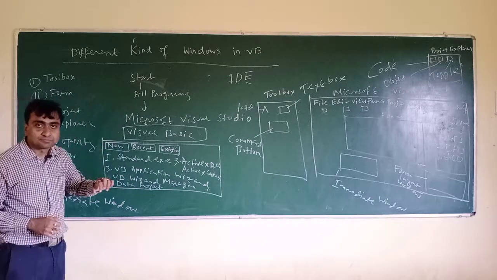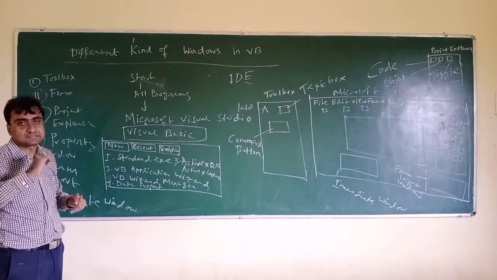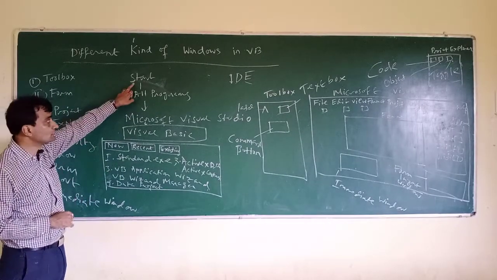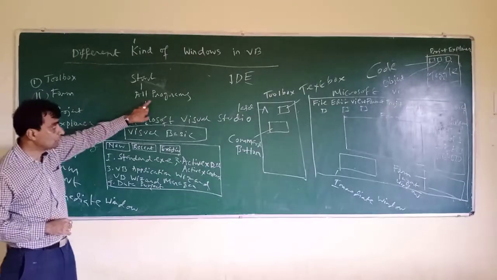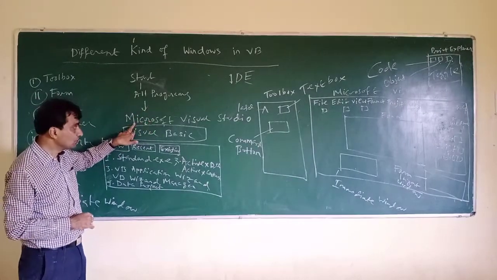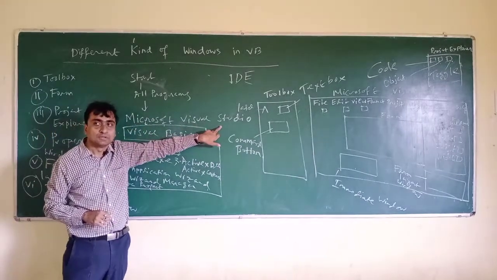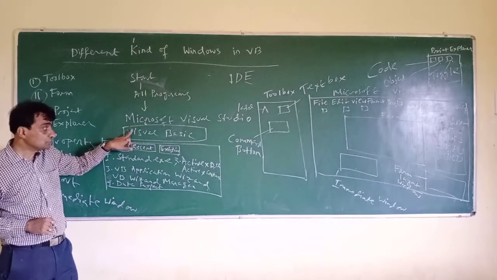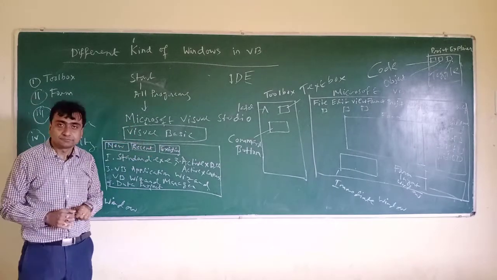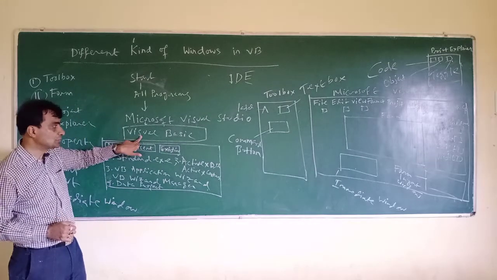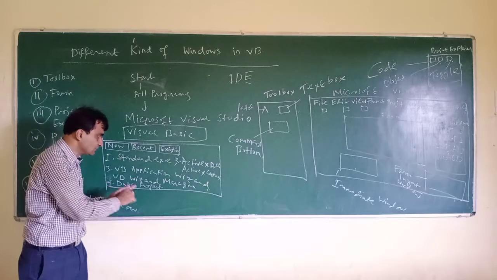Now how will we get it? If it is installed in your computer, then how to access the software? You can go to start, then all programs. Once you go to all programs, you will get Microsoft Visual Studio. In Microsoft Visual Studio, you will get Microsoft Visual Basic. Once you click on Microsoft Visual Basic, then what will happen? You will get a window like this.